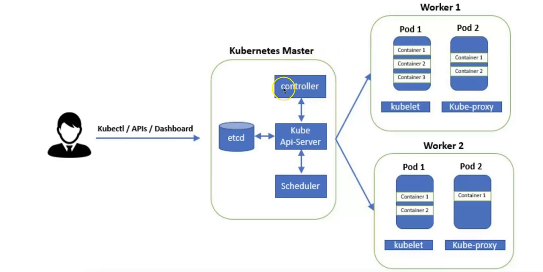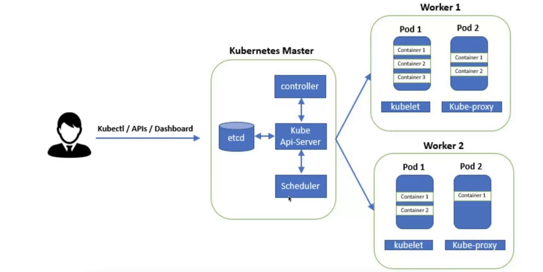Next, we have the controller manager, and its role is to ensure the cluster always matches the desired state. So Kubernetes controllers are responsible for checking and ensuring that the actual state of the cluster matches the desired state. And if there's a discrepancy, for example, a pod crashes, the controller works to fix it by recreating the pod. So an example would be the replication controller, ensuring that the correct number of pod replicas are running as defined in your configuration.